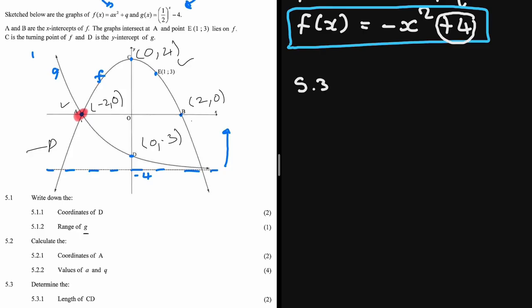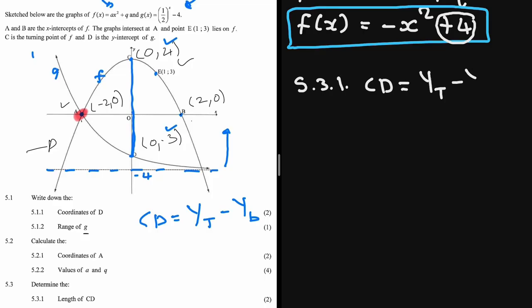If we look at this here, CD is actually a vertical line. To determine the length of a vertical line, you always say the length of CD is going to be the value of y at the top minus the value of y at the bottom. That is how you find the length of a vertical line. Already we have the value of y here and the value of y there, so we can just subtract those values and get the length of CD. So the length of CD equals y top minus y bottom.